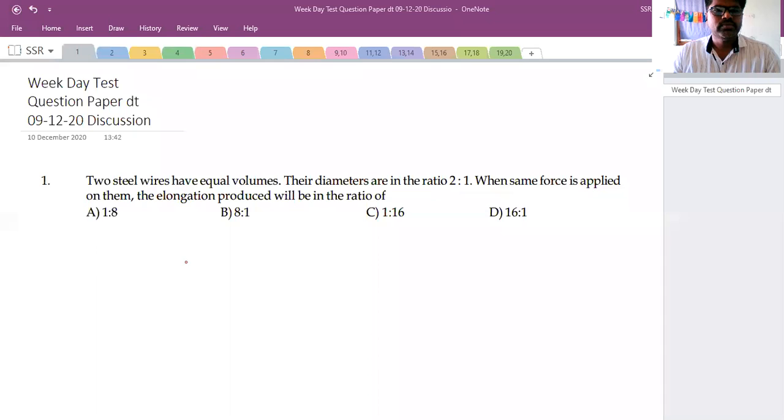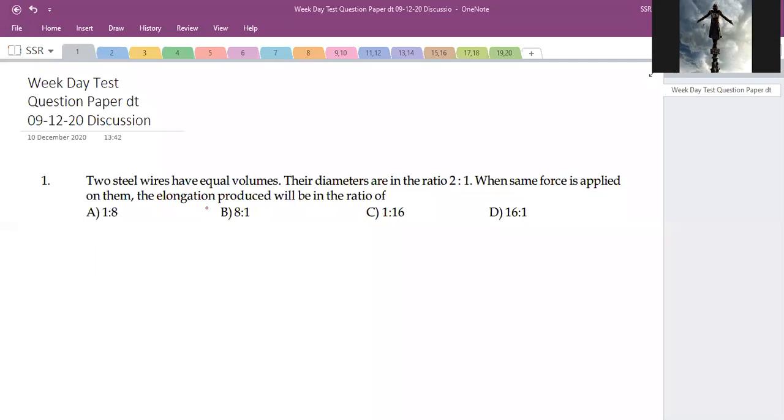Gautam Venkat. Munishwar. Yes, sir. Visible, sir. The first question is visible, no?